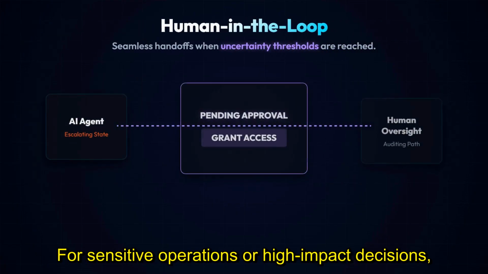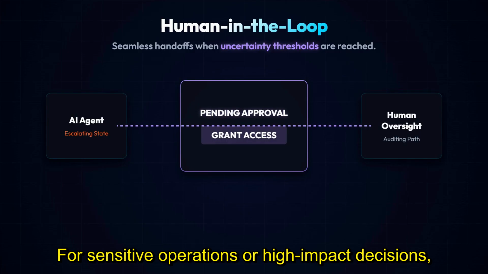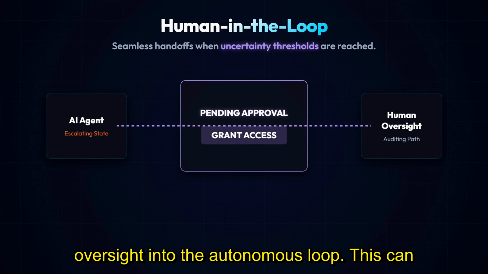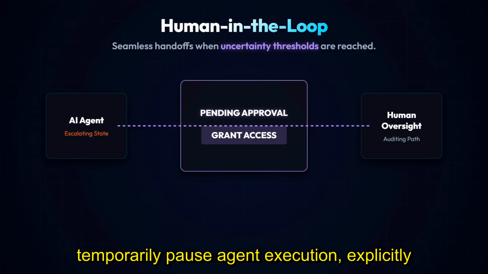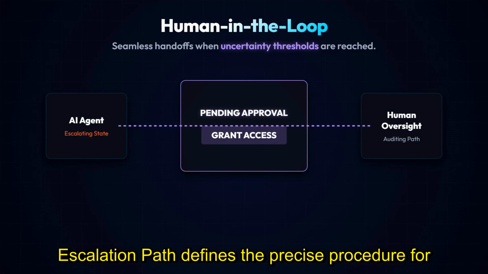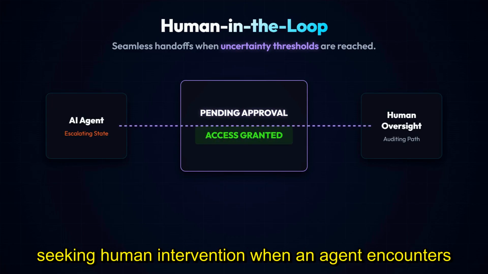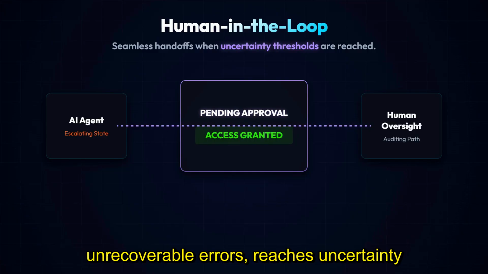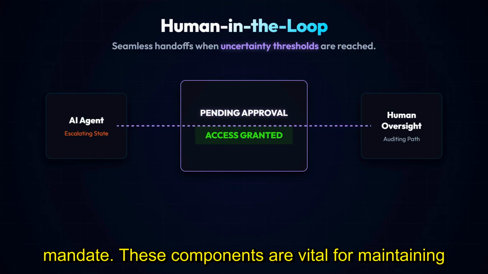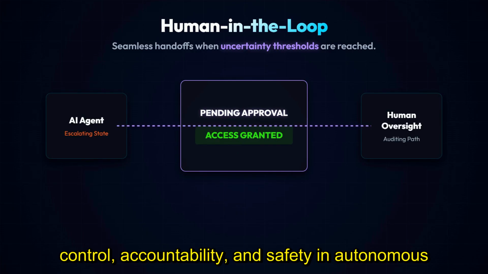For sensitive operations or high-impact decisions, human approval mechanisms seamlessly integrate human oversight into the autonomous loop. This can temporarily pause agent execution, explicitly requiring human consent before proceeding. The escalation path defines the precise procedure for seeking human intervention when an agent encounters unrecoverable errors, reaches uncertainty thresholds, or requires decisions beyond its mandate. These components are vital for maintaining control, accountability, and safety in autonomous systems.